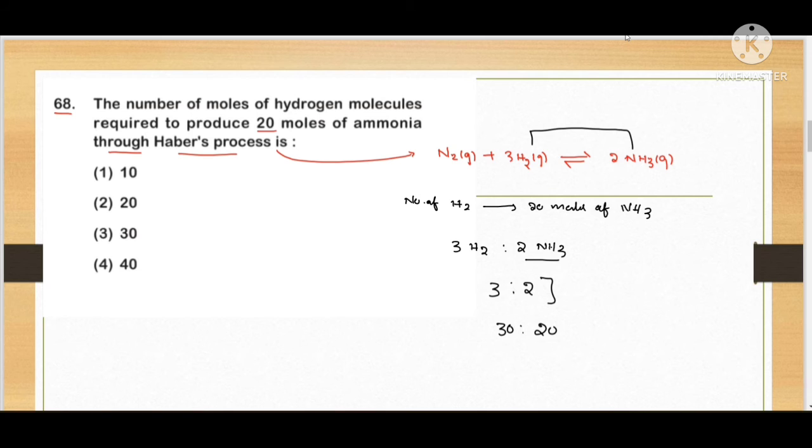The value will be 30. Why? Because by cancelling these two zeros, we obtain the ratio of 3:2. The number of moles of hydrogen molecules required to produce 20 moles of ammonia is 30.